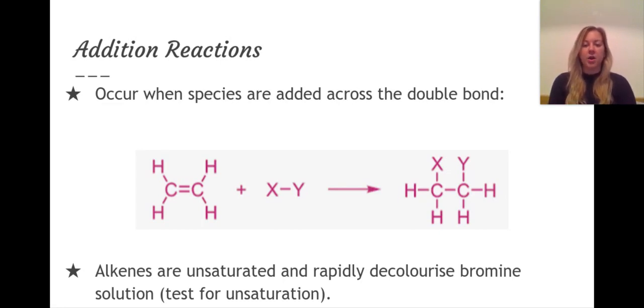Alkenes, remember, are unsaturated molecules and rapidly decolorise bromine solution. That is your test for unsaturation, and you are expected to still know that information at higher level. So remember, the bromine molecule, Br2, adds across the double bond and decolorises rapidly in the presence of alkenes, but not alkanes and not cycloalkanes, because both of them are saturated.